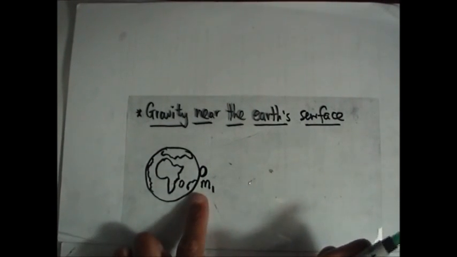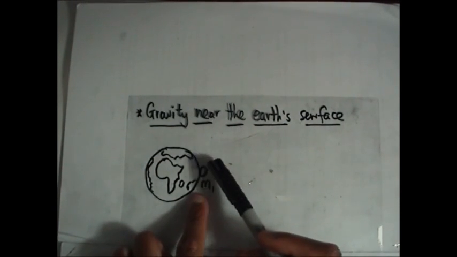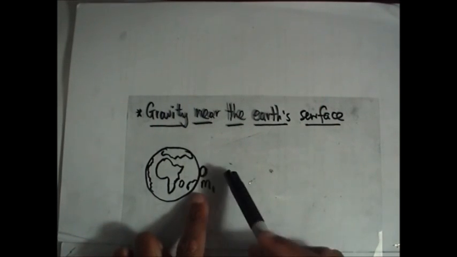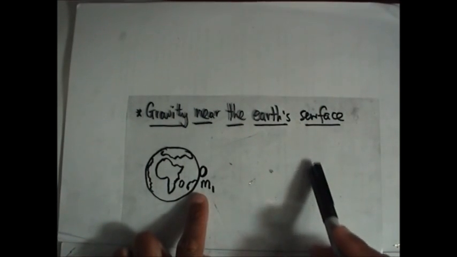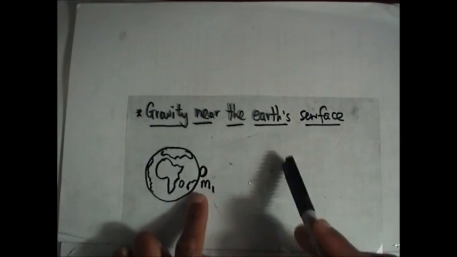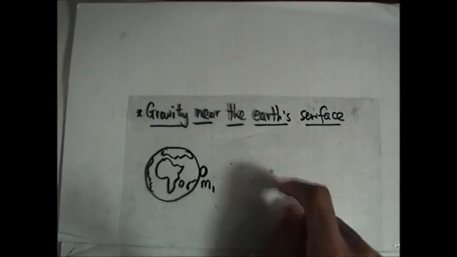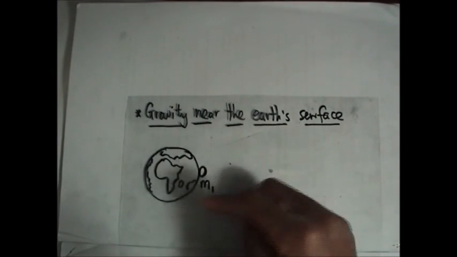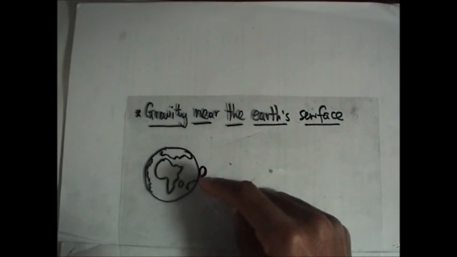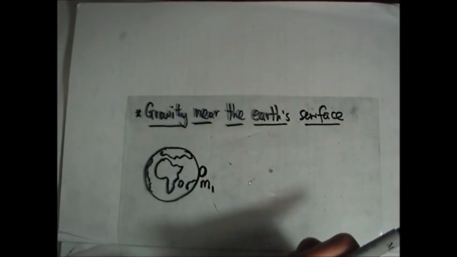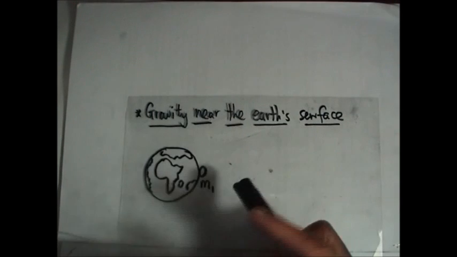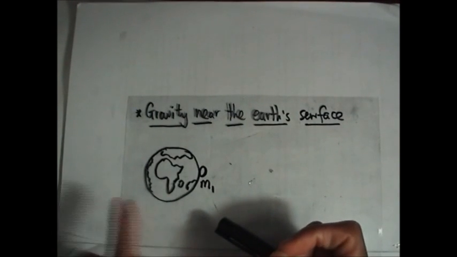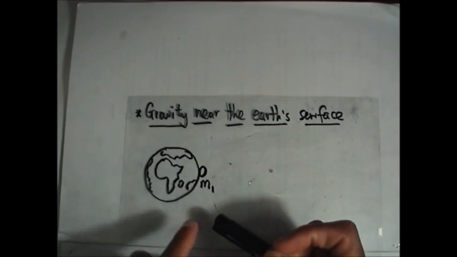Now, if you remember well, the objects that we've been considering in the previous examples were a bit further from the Earth's surface. They were maybe at this point, or when the moon was orbiting the Earth. Now we're considering an object at the surface of the Earth, like yourself. You're at the surface of the Earth, and you have a mass m1. The distance of separation is just re.